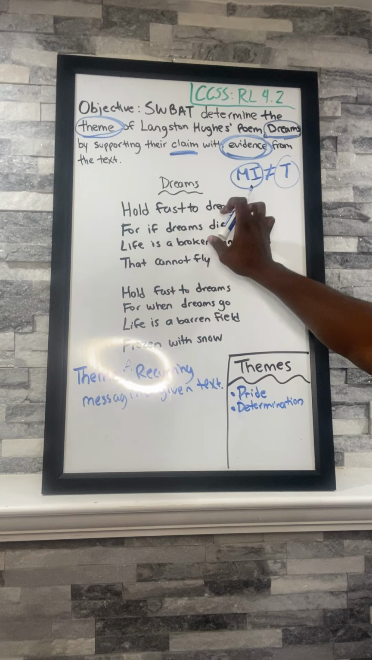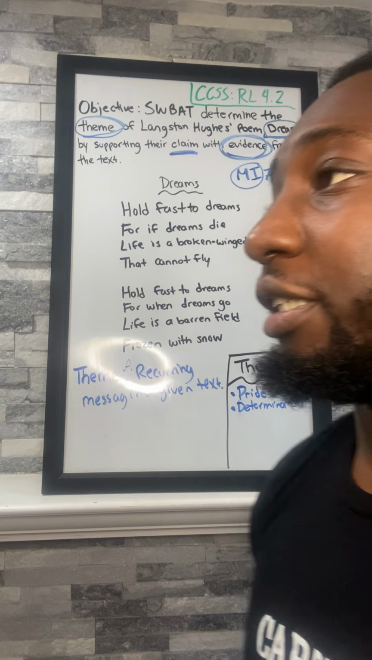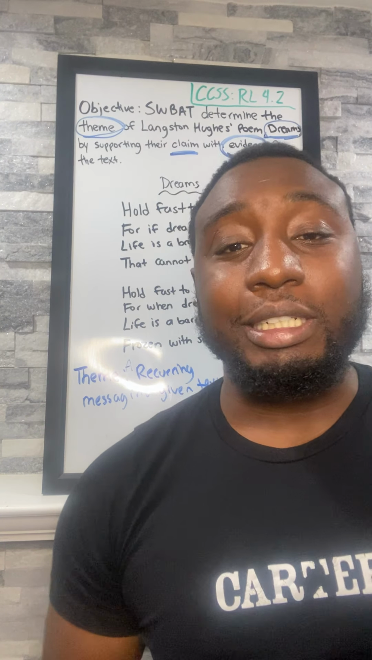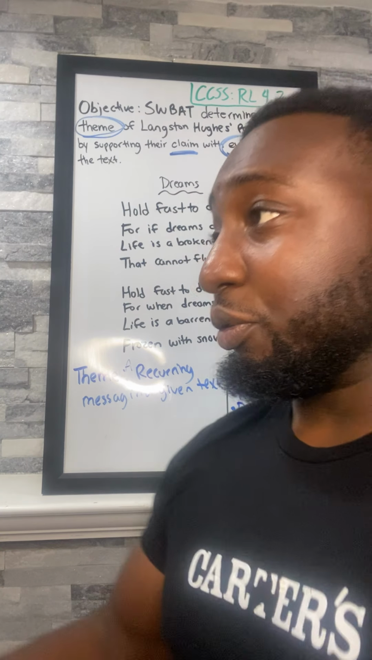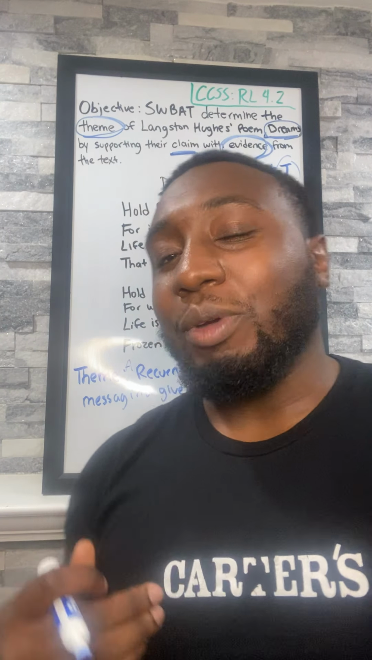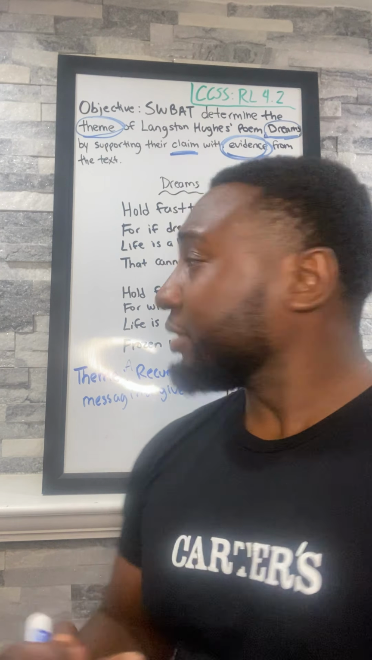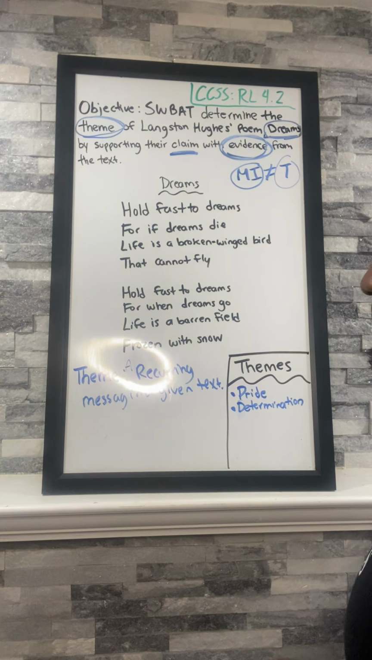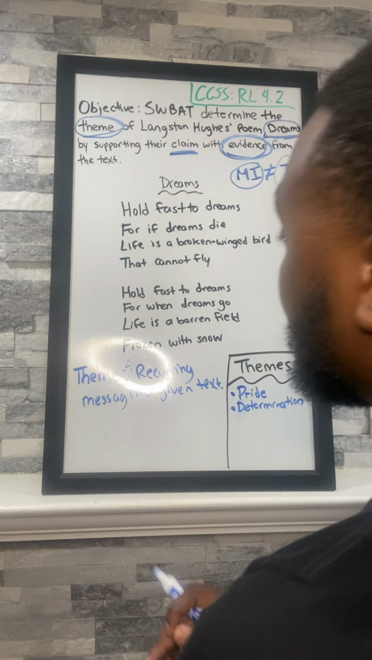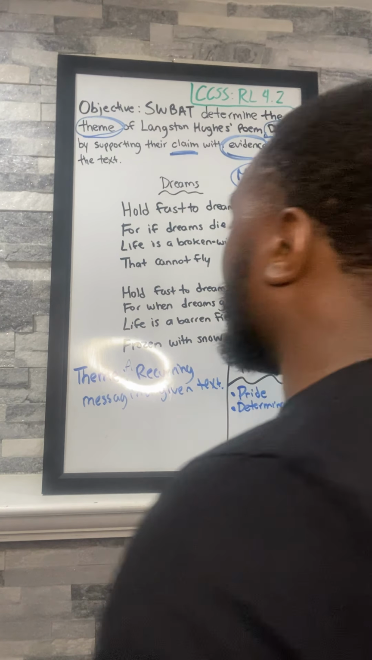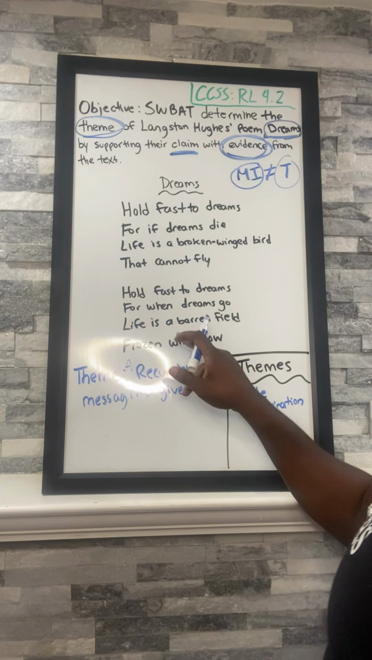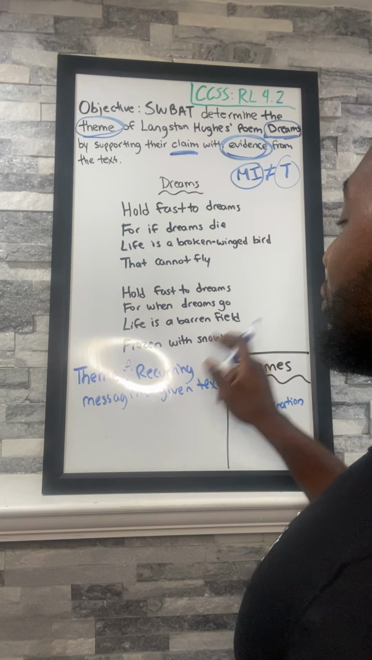So let's go on to dreams. What I like to do first is read and then allow my students to read, because that builds fluency. I need you to understand how I read, and then when I ask you to read, you already have an understanding because I did it first. So dreams. Hold fast to dreams. For if dreams die, life is a broken winged bird that cannot fly. Hold fast to dreams, for when dreams go, life is a barren field, frozen with snow.